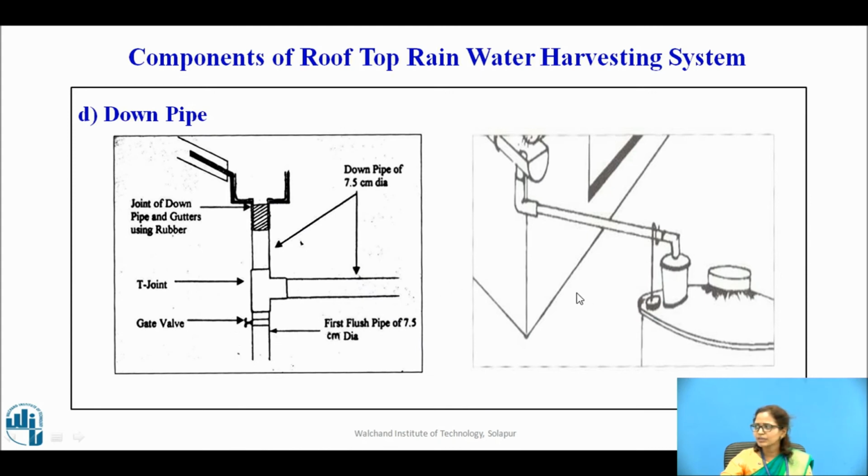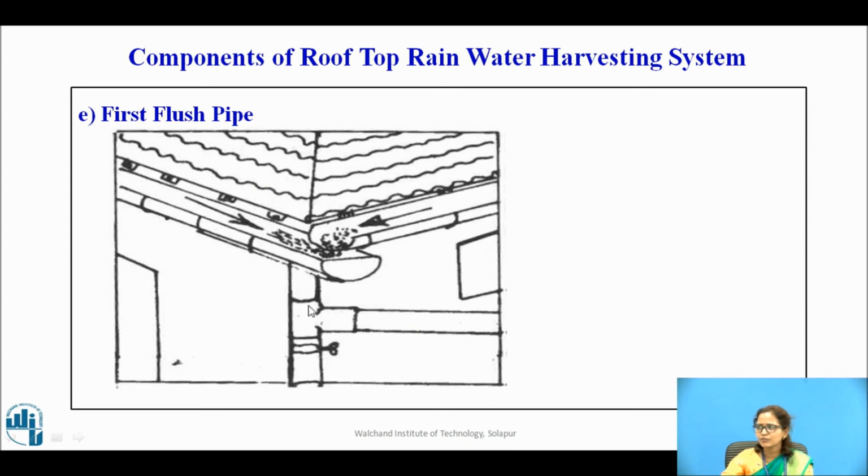And next we have the first flush pipe. It is around 7.5 centimeter in diameter, and this is a joint of the down pipe and the gutters, which are joined using rubber, and this is a T junction, and this is a gate valve. And next is the first flush pipe. So here a valve is provided, as I have said.